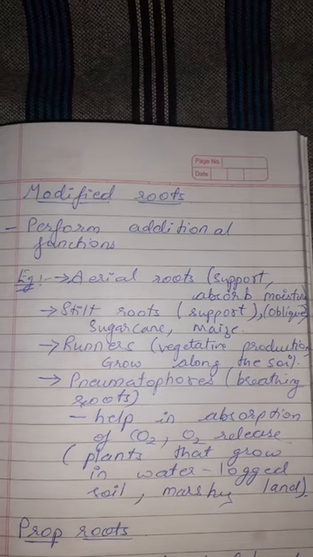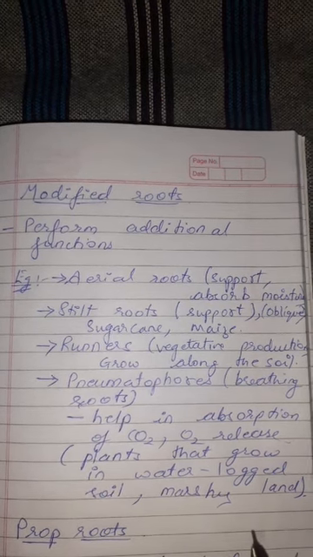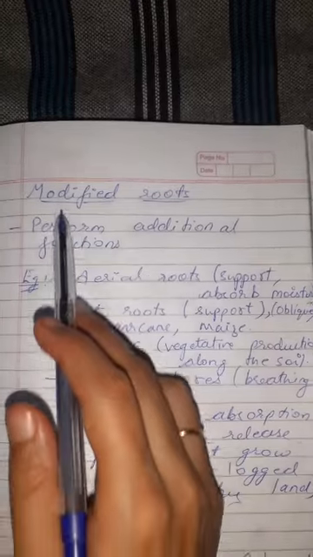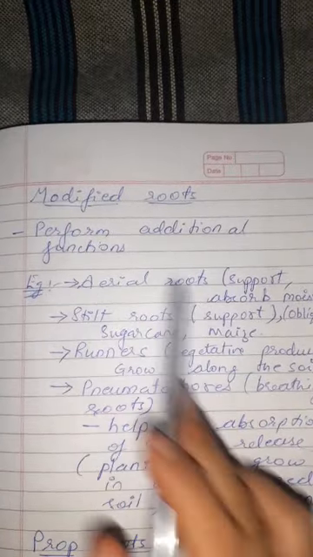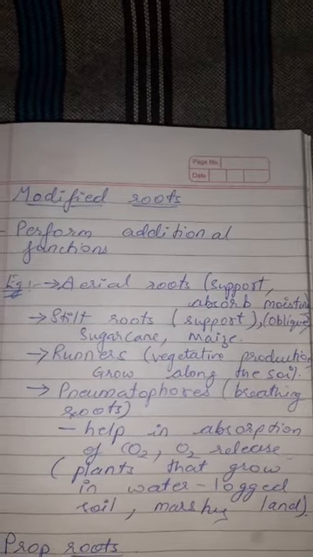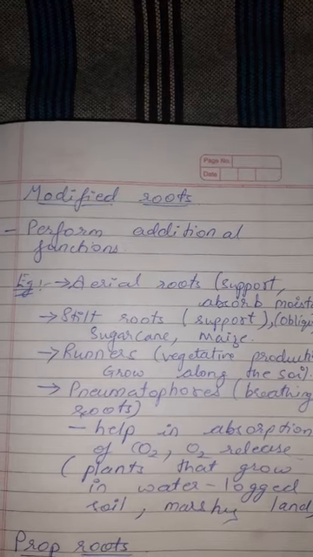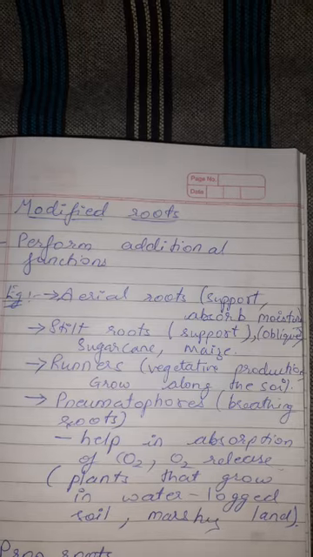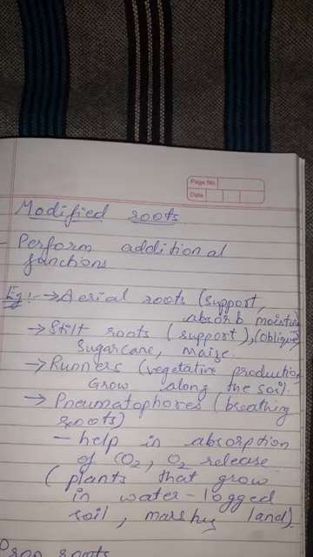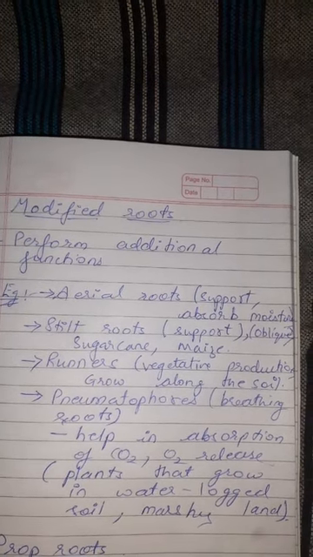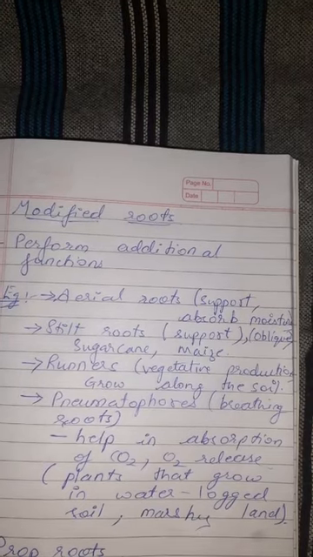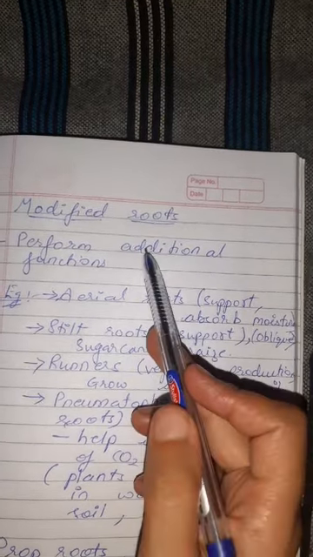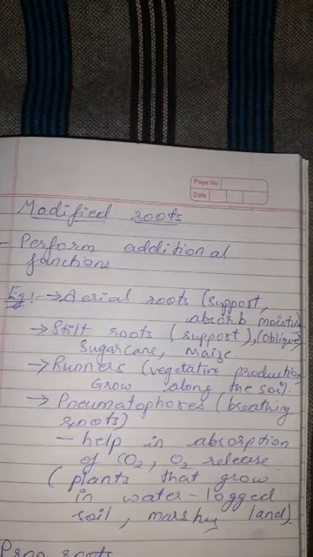The next type of roots that are observed in plants are modified roots. Modified means these are roots, but because of some reason or some function, they are a little bit different from the normal roots, so they are called modified roots. Now why do plants have modified roots? Because these roots perform some additional, extra function.